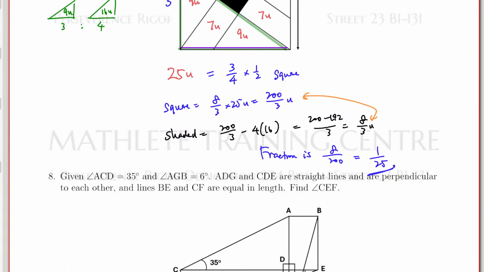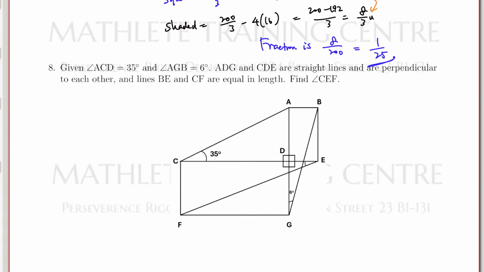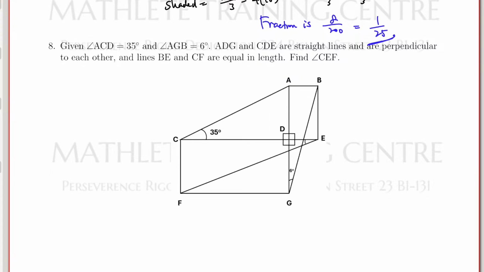Okay, let me move on to question number 8. Question number 8, we have this angle ACD is 35 degrees, angle AGB is 6 degrees. We have two straight lines that are perpendicular to each other, right? ADG and CDE, and lines B and CF are equal in length. So let me draw out these two in the color so that you can see they are equal in length.